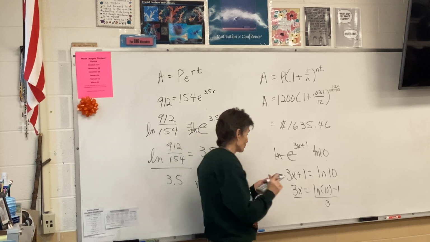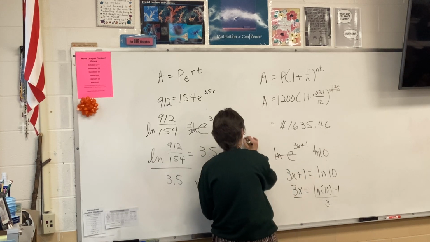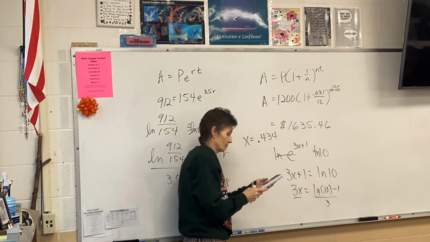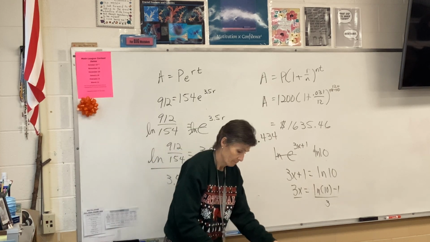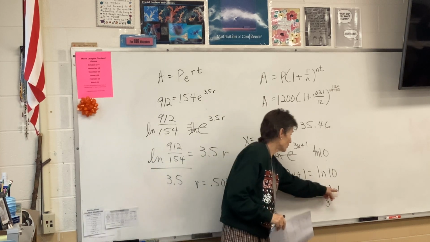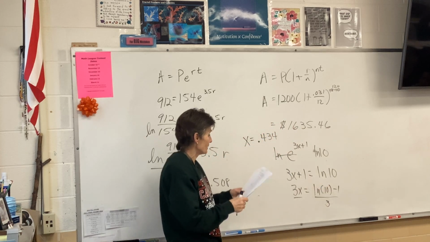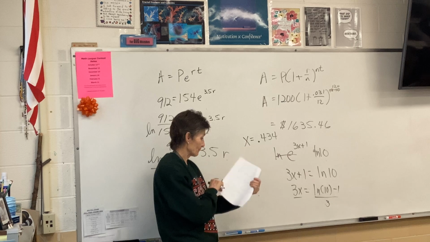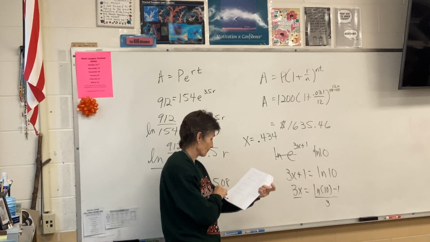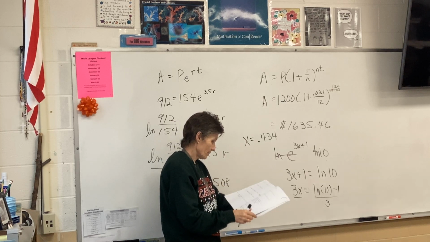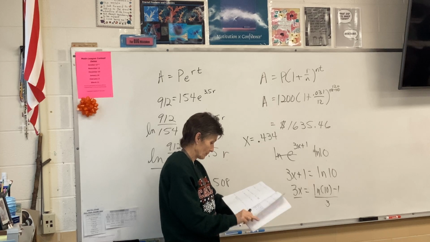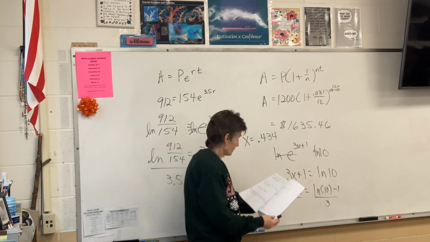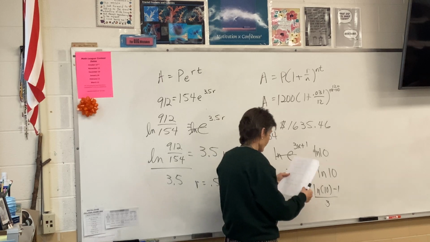And the answer should be 0.434. Remember, after you type in the numerator, you have to hit equals and then divide it by 3. Okay. All right, we've done everything, so we're ready to go now.